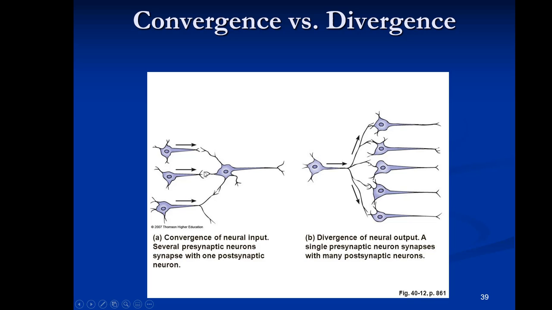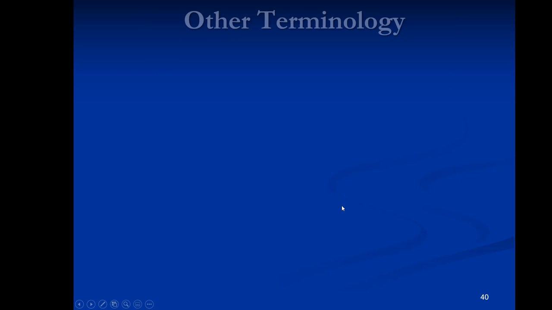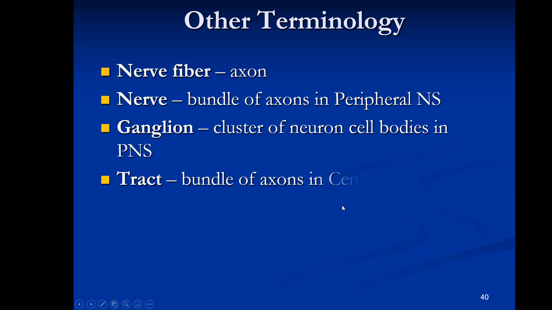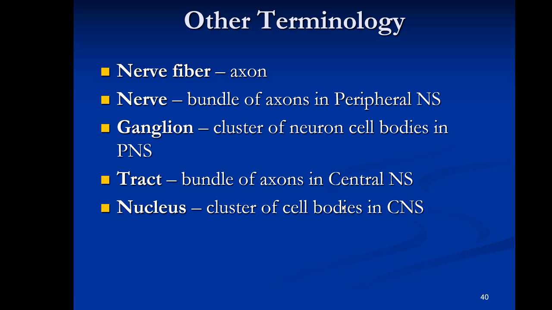Oftentimes on sensory circuits, you'll have something like this, where you get information coming from multiple sources coming into maybe one or two neurons. And motor seems to be more like this, where you have one neuron going out, but it branches and communicates with many other neurons. So, convergence, divergence.